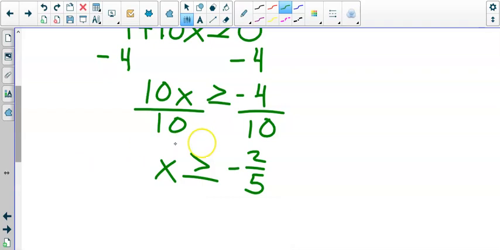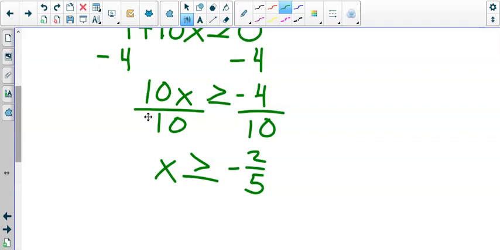So if the 10 was negative, I flip it. Yeah, just the denominator. You divide by a negative, flippy flippy. But when you do it from one side to the other, it's not an either or. If I divide by a negative over here, I have to divide by a negative over there. Okay?